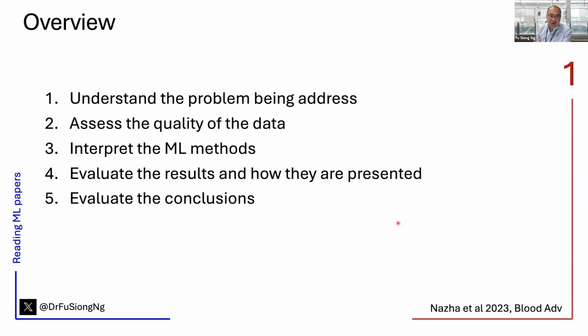So here's the overview and a structure of how you want to read a paper that is using AI and machine learning. Like any paper, you want to understand the problem that's being addressed. You want to understand what data they've used to put into this. You want to interpret the results they describe and what they mean, and then evaluate the conclusions. Do the results justify the conclusions? We'll come on to each of these in turn as we go through the presentation.